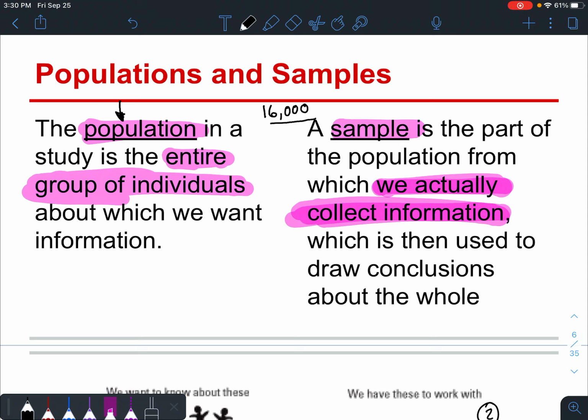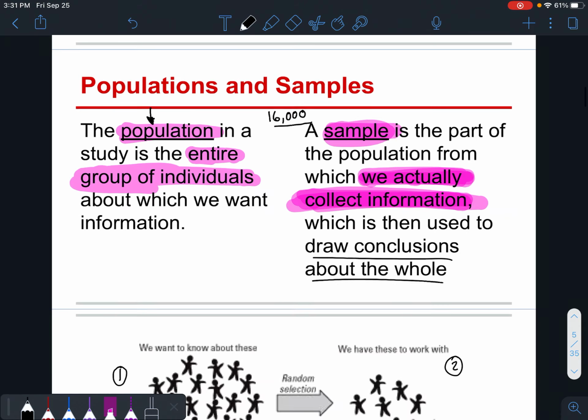That's a lot of people. So what we do is we sample. This is going to be the part of the population that we actually collect information from. Then what we can do, if we use good statistical methods, I'm going to keep saying that because there's ways to get a lot of people to answer questions that aren't necessarily going to give you good data. But when we use good statistical methods, we can use this to draw conclusions about the whole.